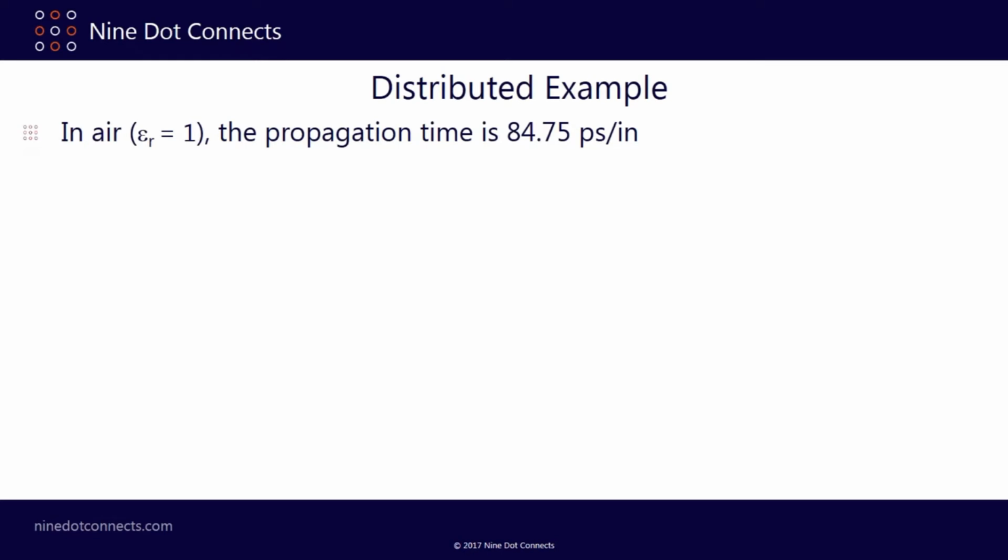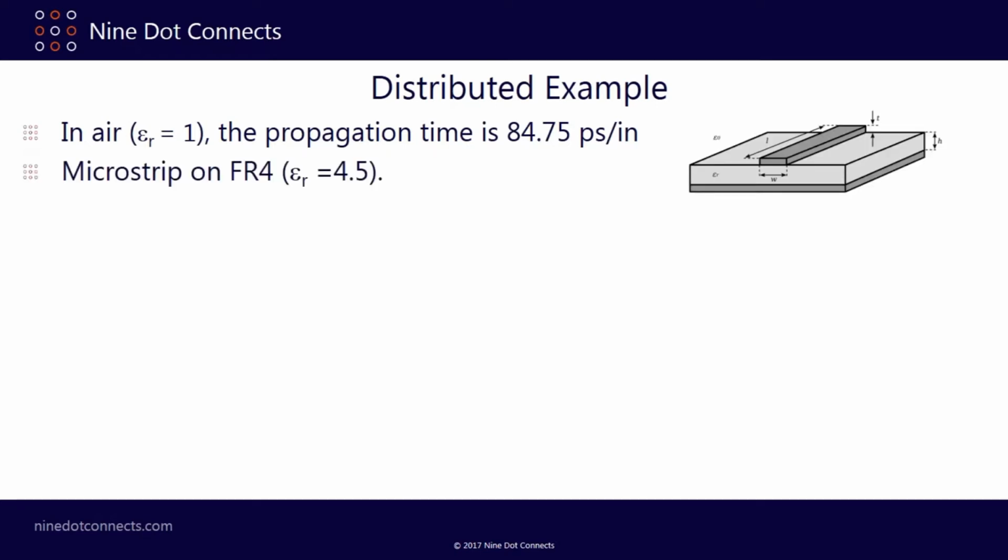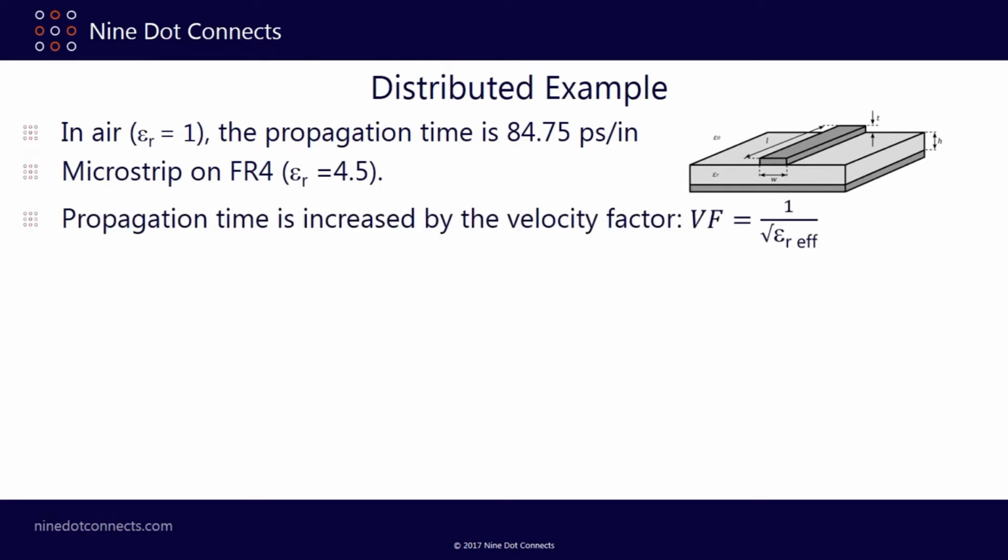Now, let's talk about a distributed example. In air, the dielectric constant, or the relative permittivity, is 1. The propagation time is 84.75 picoseconds per inch. In a microstrip, which most of you are probably familiar with, a transmission line built on FR4, a very common dielectric, the permittivity, or dielectric constant, is typically 4.5. The propagation time is going to be increased by a velocity factor.